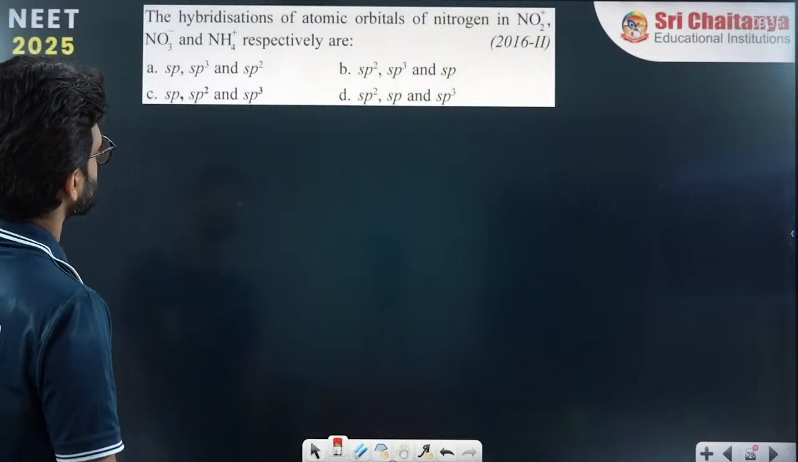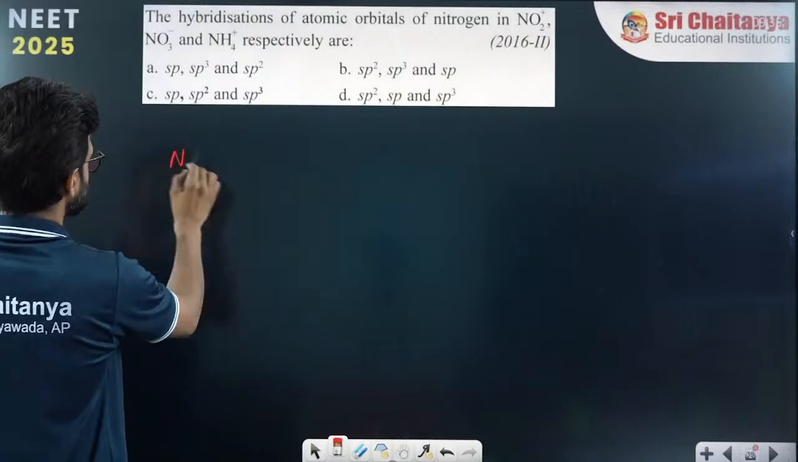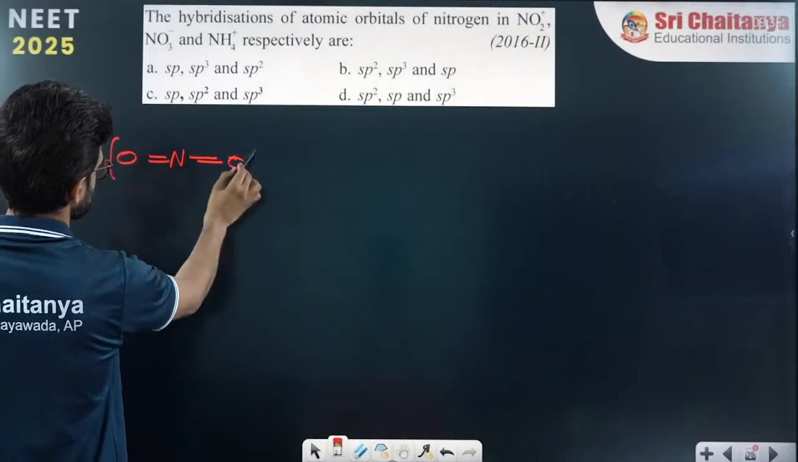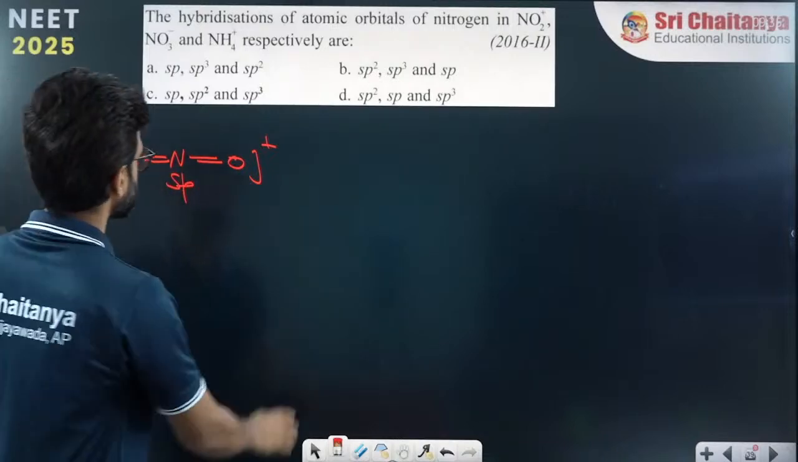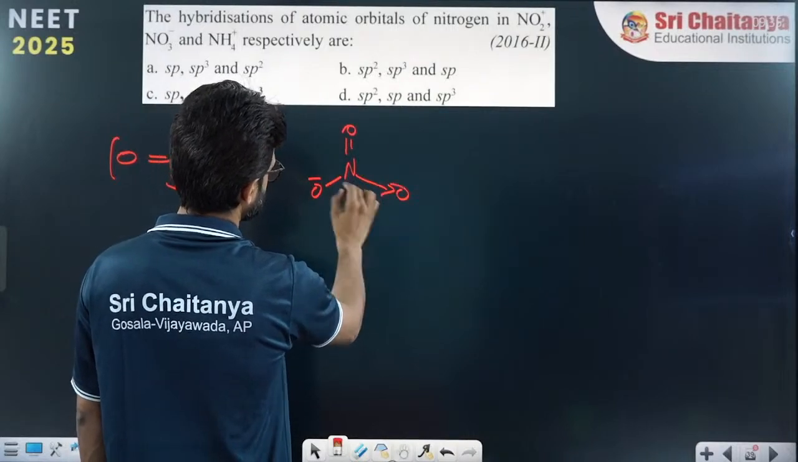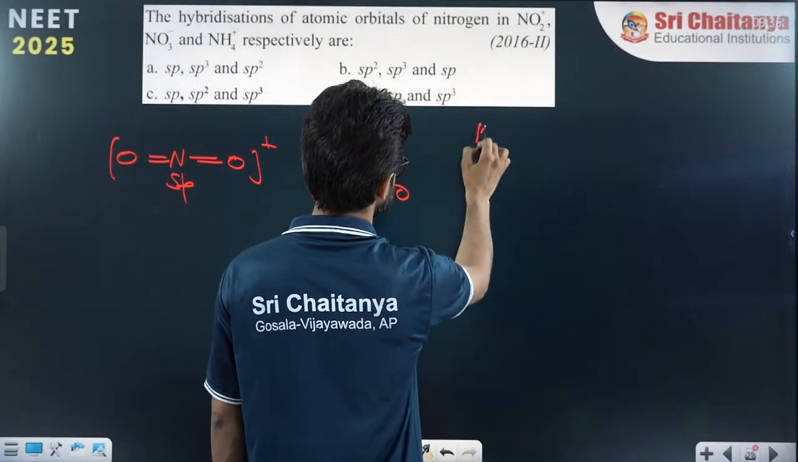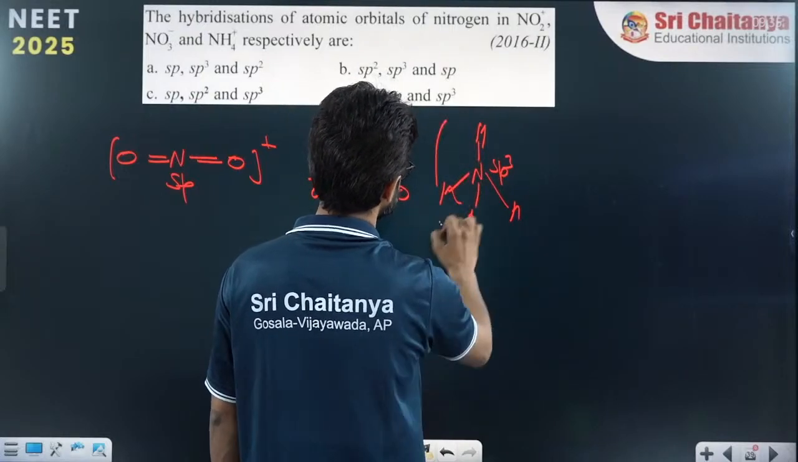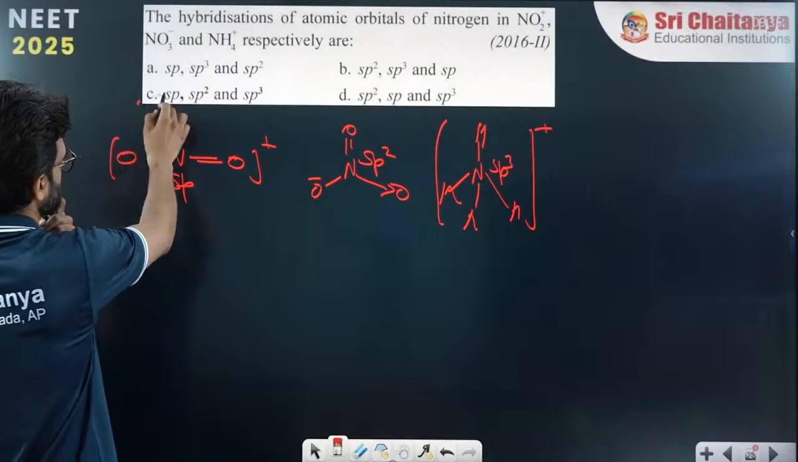Hybridization of the atomic orbital of nitrogen in NO2 plus. Okay, NO2 plus, if I draw here, this is NO2 plus. N plus has 4 valence electrons, in NO2 plus N is making 2 sigma bonds, 2 pi bonds, so nitrogen is sp. NO3 minus, if you see, 3 sigma bonds, so it is sp2. NH4 plus, 4 sigma bonds simply, so it is sp3 hybridized, right? So you can see the options sp, sp2, sp3, easy to find.